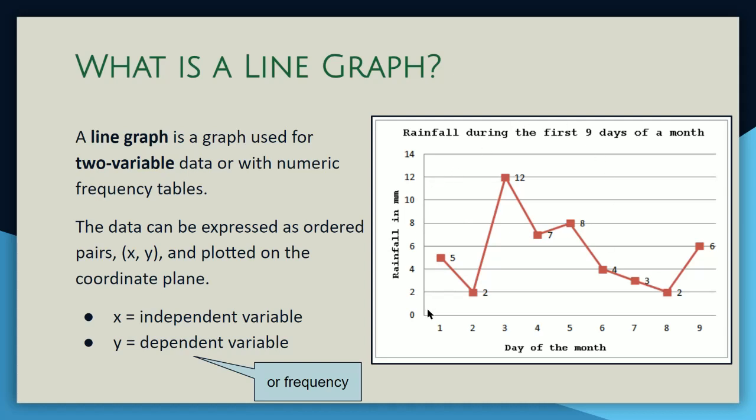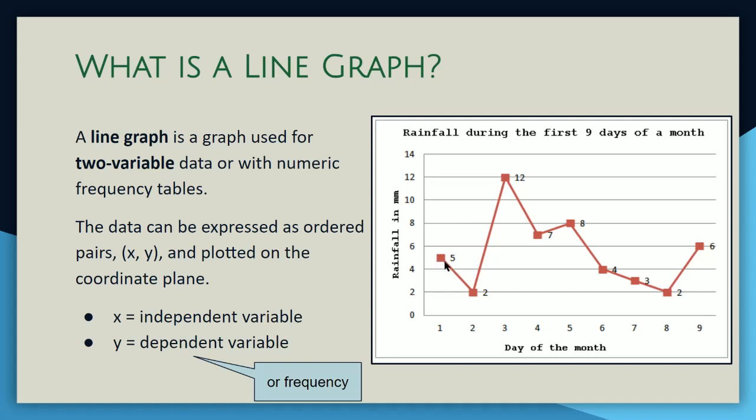This is rainfall over the course of a few days in a month, first 9 days of a month. So days of the month is the explanatory. Those are the things we're comparing to each other. And then rainfall is the thing that we're measuring in response. You'll see a couple of things. First, you'll notice that the dots that represent each day are connected. And that is why it's called a line graph. We do use lines to connect successive data points.